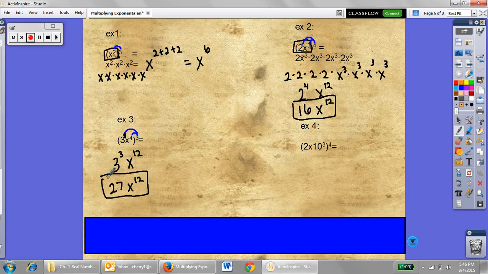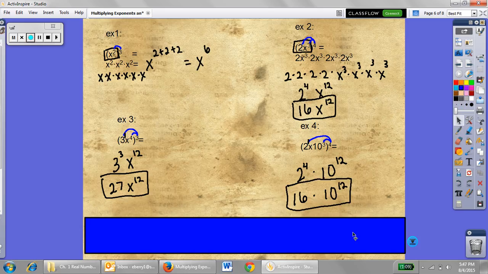And last, example 4. This is showing 2 times 10 to the 3rd, to the power of 4. Let's use the shortcut of distributing to the exponent. If it helps, put an exponent of 1 right on that 2 so we know there's a 1 up there. So this is 2 to the power of 4 times 10 to the power of 12. And 2 to the power of 4, this would be 2 times 2 times 2 times 2, which is 16 times 10 to the power of 12, and I'm going to leave that answer how it is here.